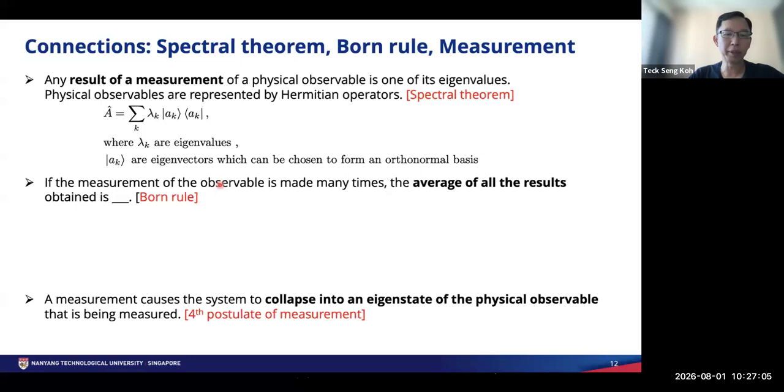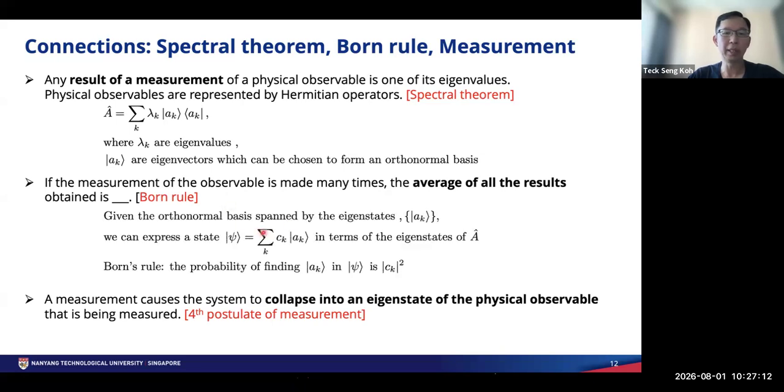If the measurement of the observable is made many times, then you can get an average, and the average is obtained by Born's rule. So you have the orthonormal basis. You can express the state in that basis. It's just mathematical, and Born's rule tells you that to find the state k, the probability is that coefficient squared. And the first postulate tells you the system will collapse into one of the eigenstates of the observable. So these are how these three things are linked together.